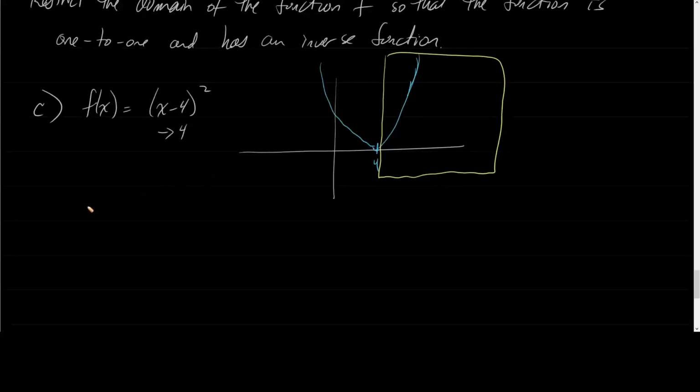So what does that mean? We're going to have the domain be equal to 4 to infinity. Because in that piece right there, it does pass the horizontal line test, so therefore, it would have an inverse function. All we're doing there is essentially taking the right piece of this parabola. So now that definitely has an inverse function.